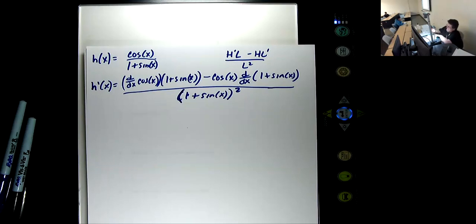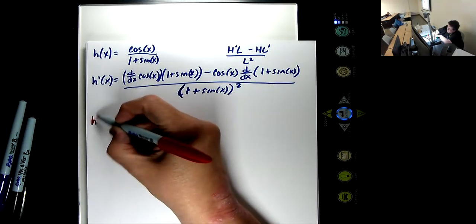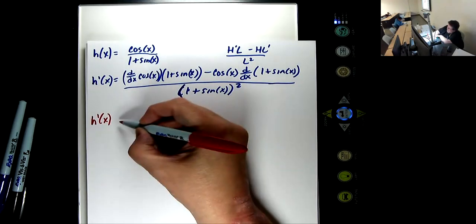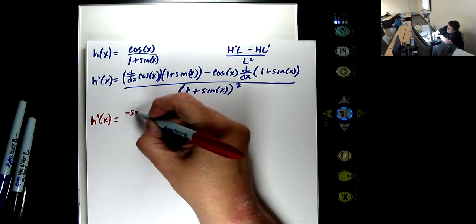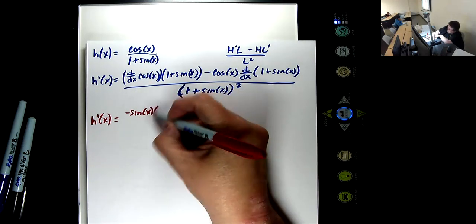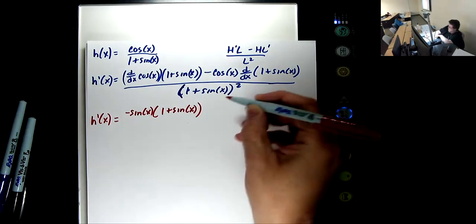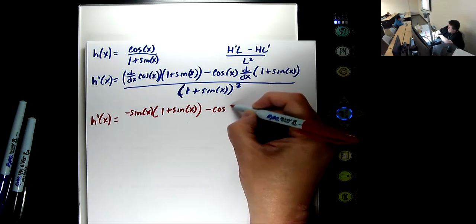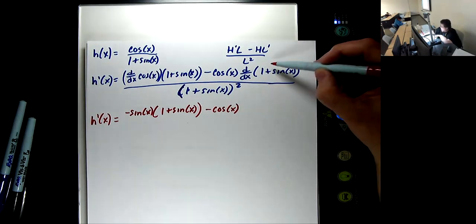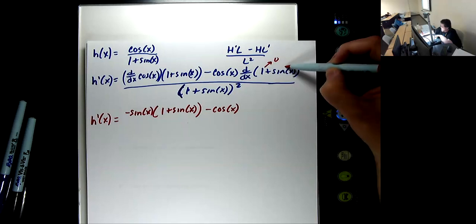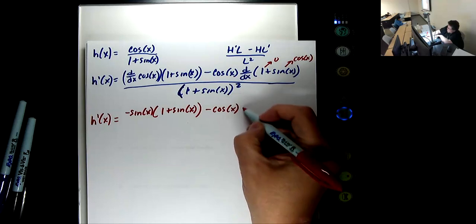All right, so I would probably jump to the next line where I just took the derivative. The derivative of cosine x is negative sine x, and I've got 1 plus sine x still. And then I've got minus cosine x times the derivative of 1 plus sine x. The 1 goes to a 0 and the sine x goes to cosine x. So this is just another cosine x.